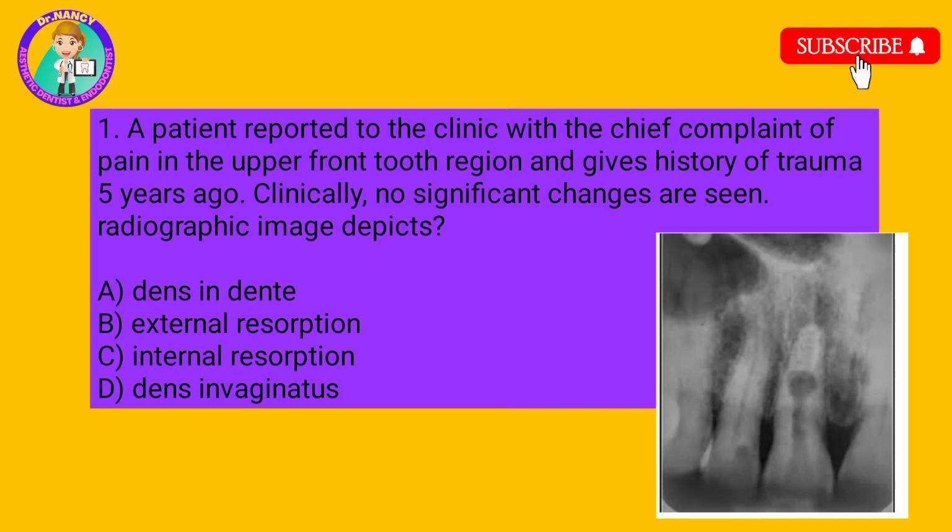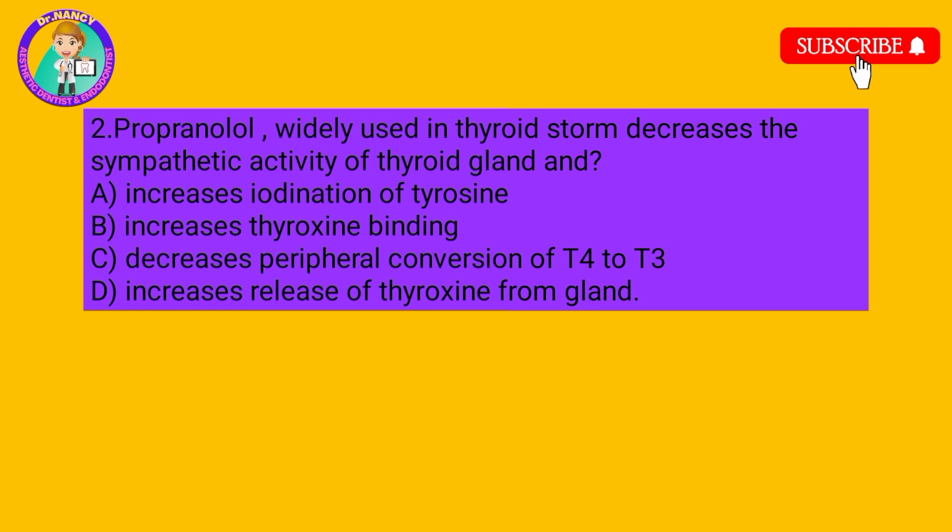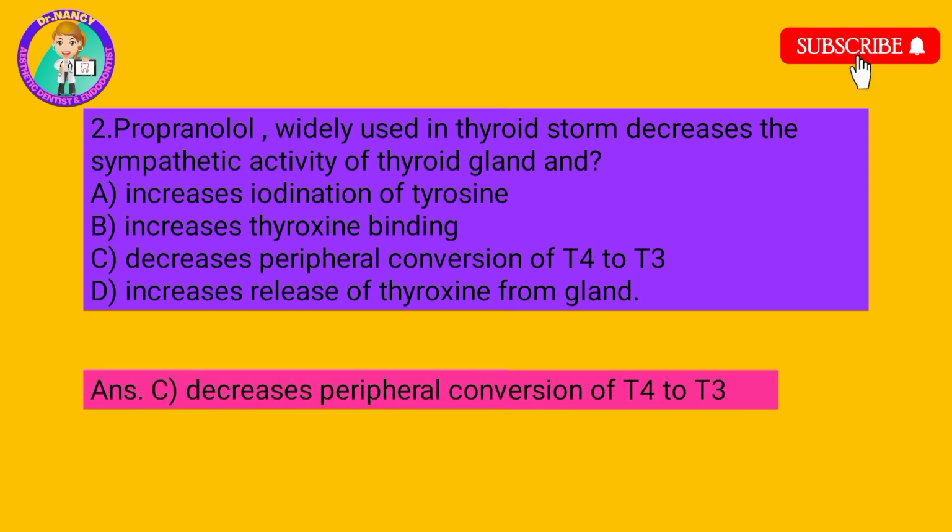A patient reported to the clinic with a chief complaint of pain in the upper front tooth region and gives history of trauma 5 years ago. Clinically, no significant changes are seen. Radiographic image depicts dens in dente, external resorption, internal resorption, dens invaginatus. Answer: internal resorption. Propranolol, widely used in thyroid storm, decreases the sympathetic activity of thyroid gland and increases iodination of tyrosine, increases thyroxine binding, decreases peripheral conversion of T4 to T3, increases release of thyroxine from gland. Answer: decreases peripheral conversion of T4 to T3.